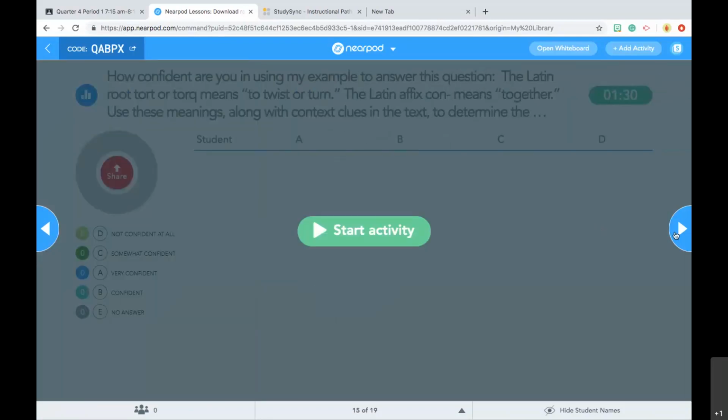So how confident are you? Let's do our confidence survey again to check and see how you could do the same thing with a word. Go ahead, answer the confidence survey question, and we'll come back.